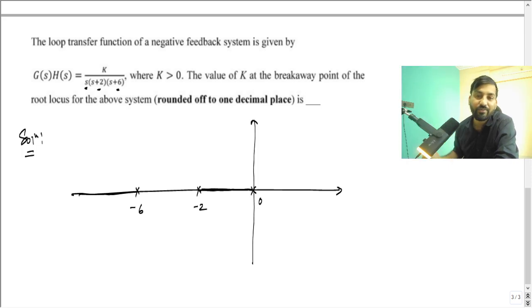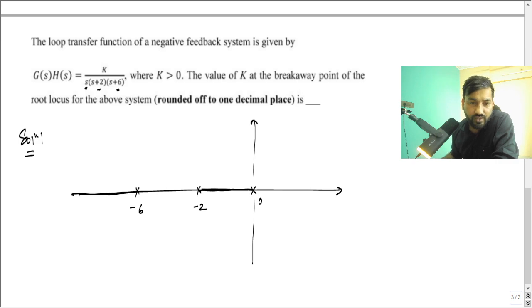So the valid breakaway point will be where the root locus segment is there. So between -2 and 0 there is one root locus segment, and then between minus infinity and -6 there is another. So this is what the story is.